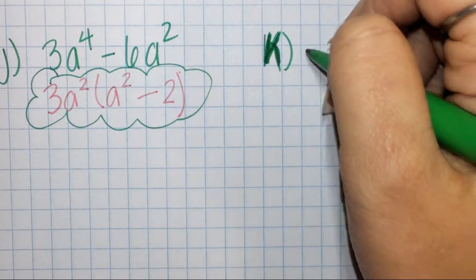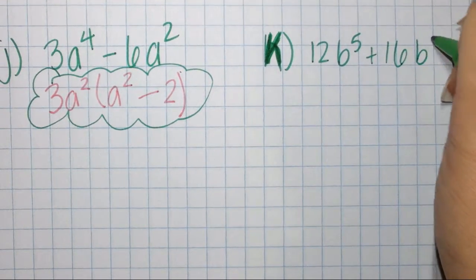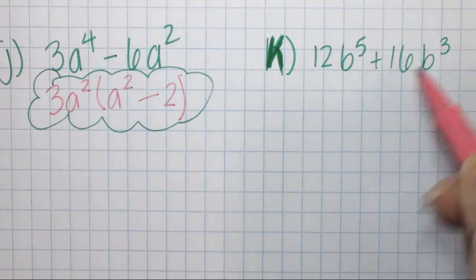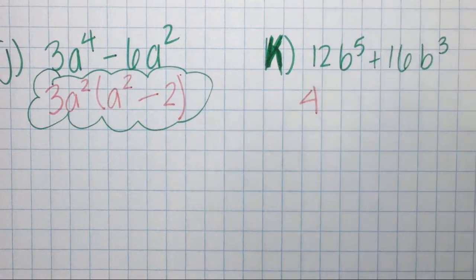Alright, let's do 12b to the 5th plus 16b cubed. Now, before we scream, we're going to take a minute and use our noggin and actually think. I don't need to hear your voice until I ask a question. What is the biggest number that goes into both 12 and 16? 4. Does 8 go into 12? Does 6 go into 16? It's 4. Do they have a letter in common?